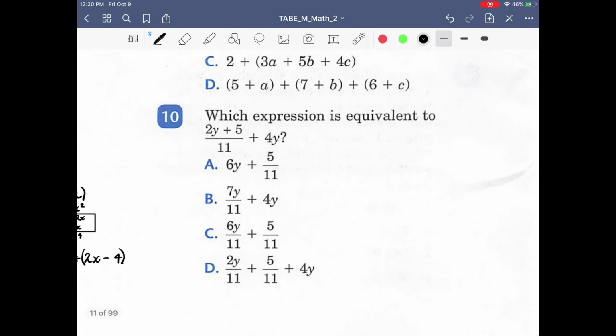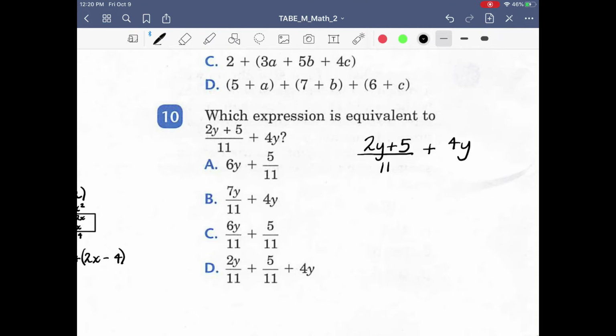Number 10. Which expression is equivalent to 2y plus 5 over 11 plus 4y? Okay, this one is pretty complicated. I will tell you that we don't have to do any math. We just have to think through this carefully. And it's actually part of the distributive property.